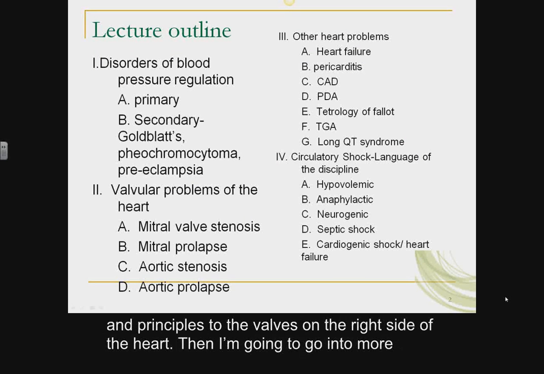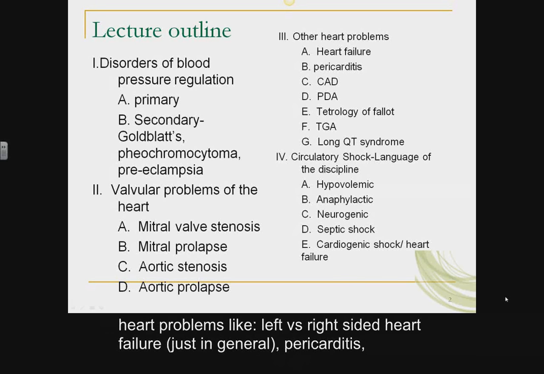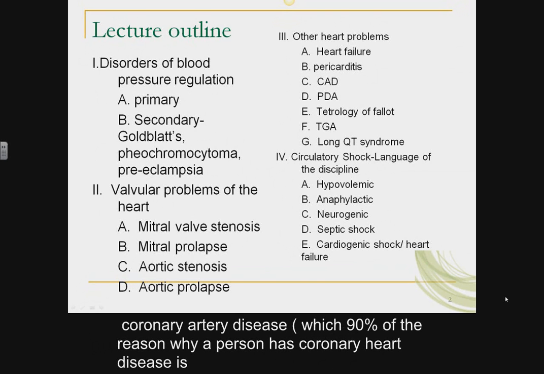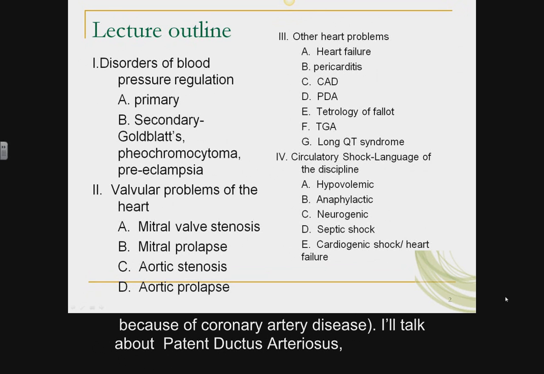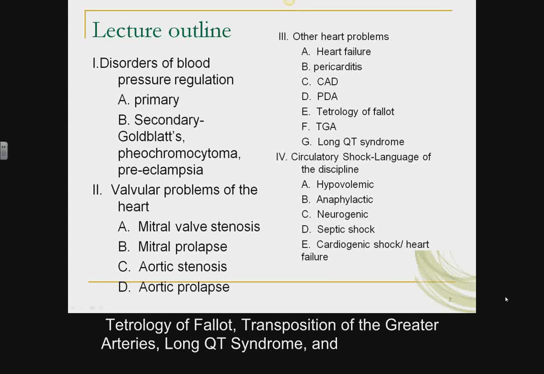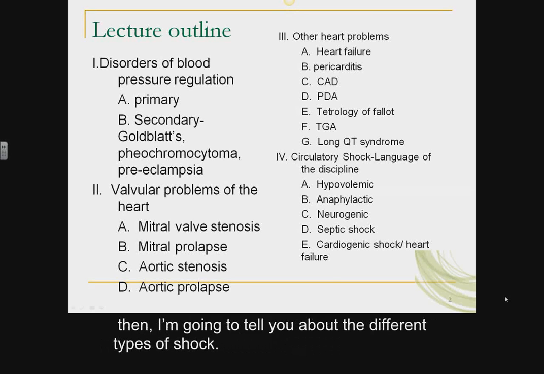Then I'm going to go into more heart problems like left versus right-sided heart failure, just in general, pericarditis, and coronary artery disease, which is 90% of the reason why a person has coronary heart disease. I'll talk about patent ductus arteriosus, tetralogy of Fallot, transposition of the great arteries, long QT syndrome, and then I'm going to tell you about the different types of shock.